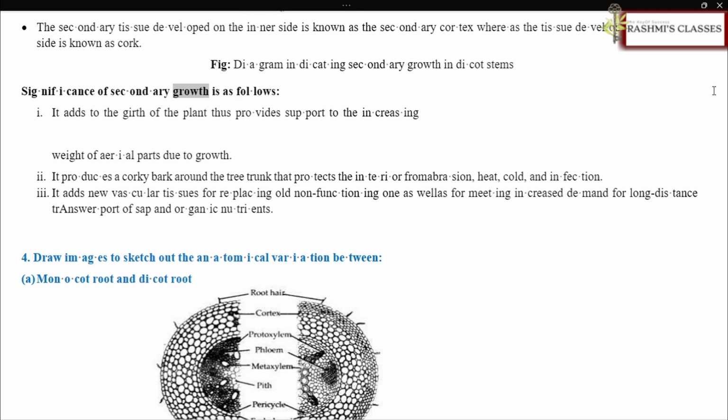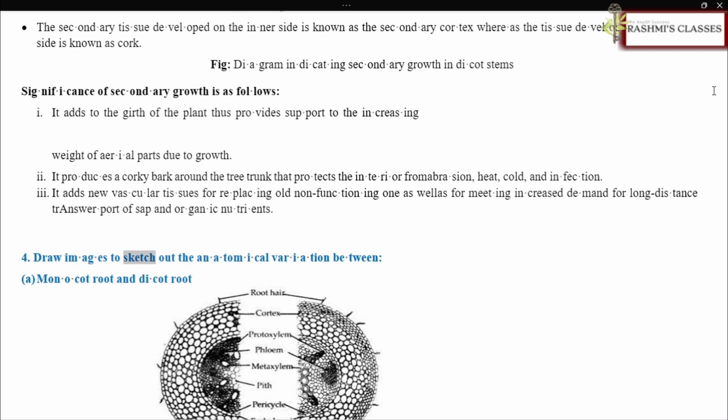Significance of secondary growth is as follows. It adds to the girth of the plant, thus provides support to the increasing weight of aerial parts due to growth. It produces a corky bark around the tree trunk that protects the interior from abrasion, heat, cold, and infection. It adds new vascular tissues for replacing old non-functioning ones as well as for meeting increased demand for long-distance transport of sap and organic nutrients.